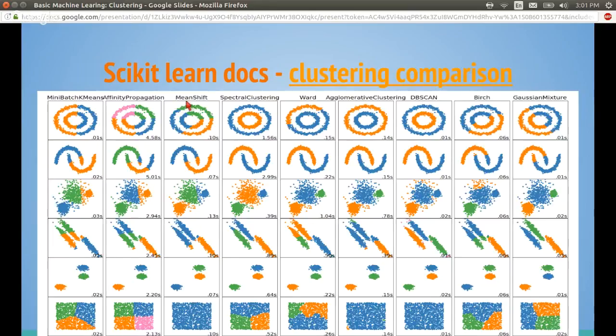k-means, affinity propagation, mean shift. I'm looking at the titles up on the top here. Spectral clustering. This stuff all sounds really cool, right? Like agglomerative clustering. Like what? I know what it does, but I don't know what it means, honestly.